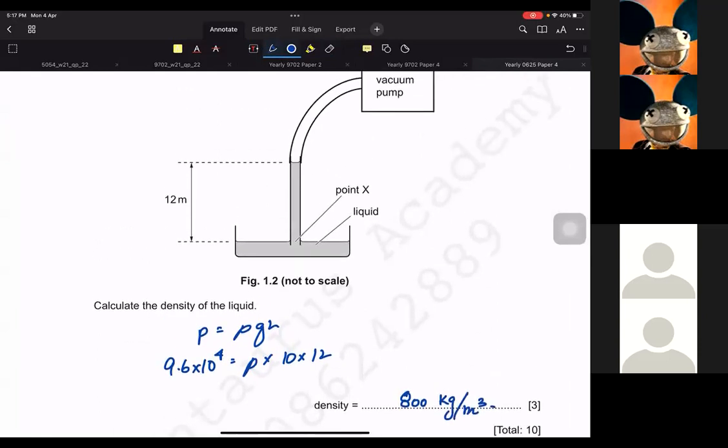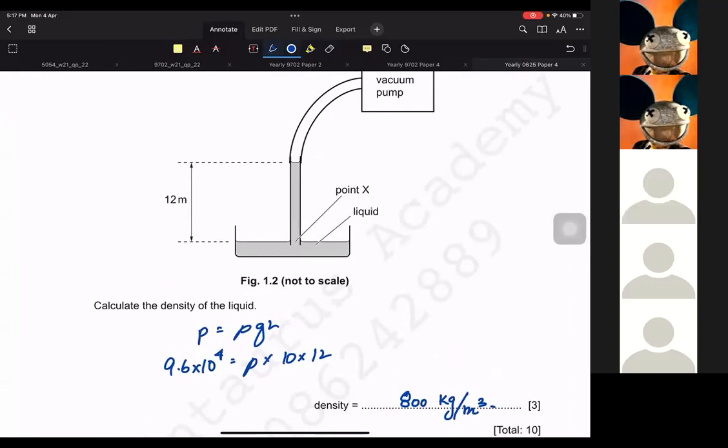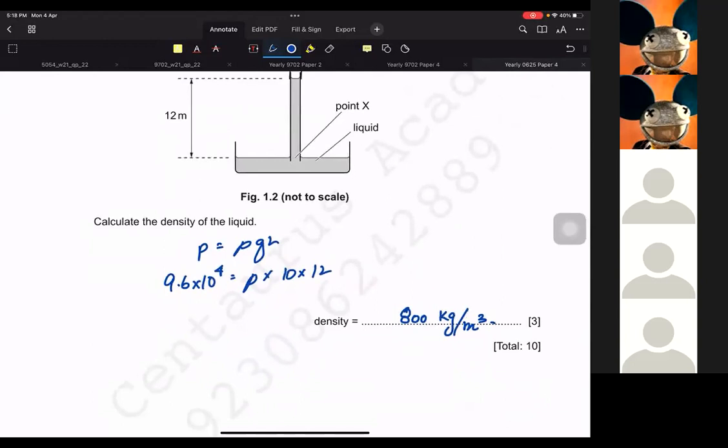Yes, any questions? So how did you find the value of the rho? I divided it with this. Like this, right? Okay, sir. Do you understand this? All right.